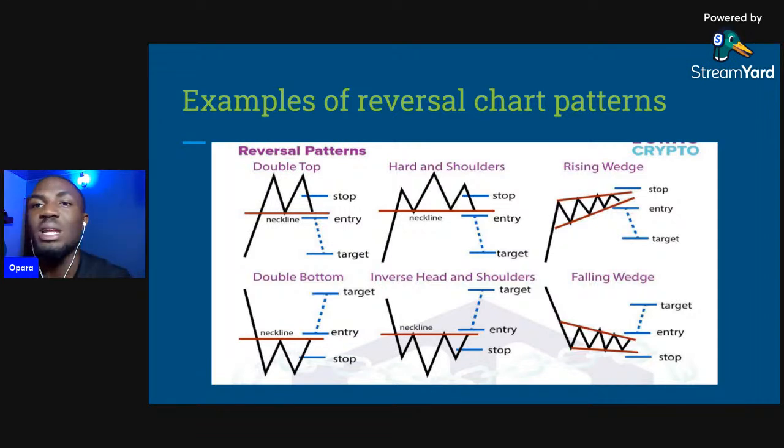Because it ends up with the inverse head and shoulder. Okay, it's just the opposite of the head and shoulder, the inverse. So it happens mainly in the downtrend. Whenever you see these structures forming, have it at the back of your mind that the market's about to reverse. Okay, we also have the rising wedge and the falling wedge.